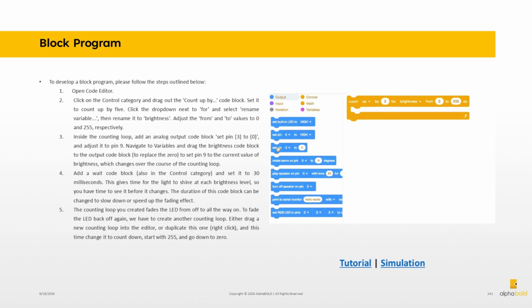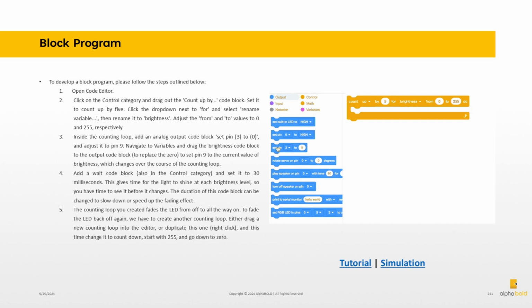This gives time for the light to shine at each brightness level, so you have time to see it before it changes. The duration of this code block can be changed to slow down or speed up the fading effect. The counting loop you created fades the LED from off to all the way on. To fade the LED back off again, we have to create another counting loop.